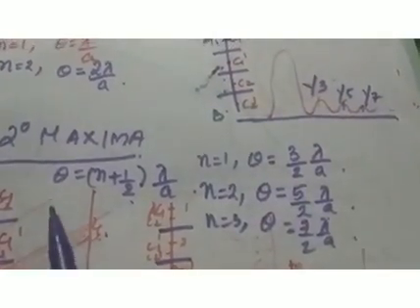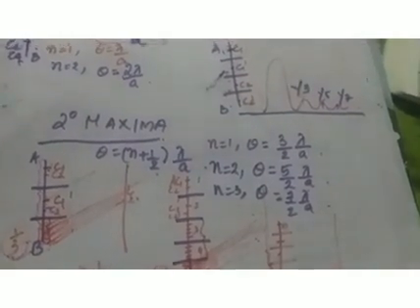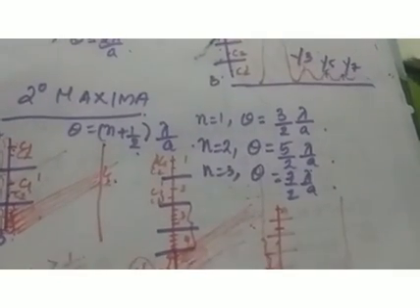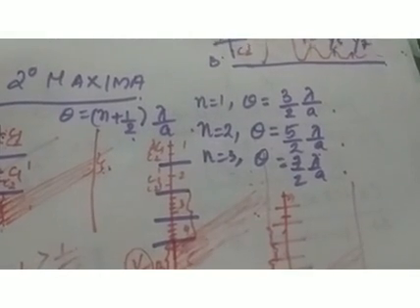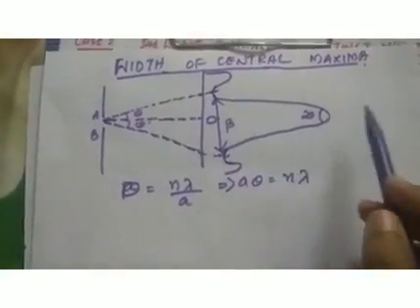Okay, so this was the explanation provided by Fresnel for the observation of secondary maxima and secondary minima. So in order to give an explanation for the secondary maxima and minima, Fresnel divided the slit AB into small parts and summed up the contributions from all the elements in each part of that slit. Okay, next we can find out the expression for the width of the central maxima.